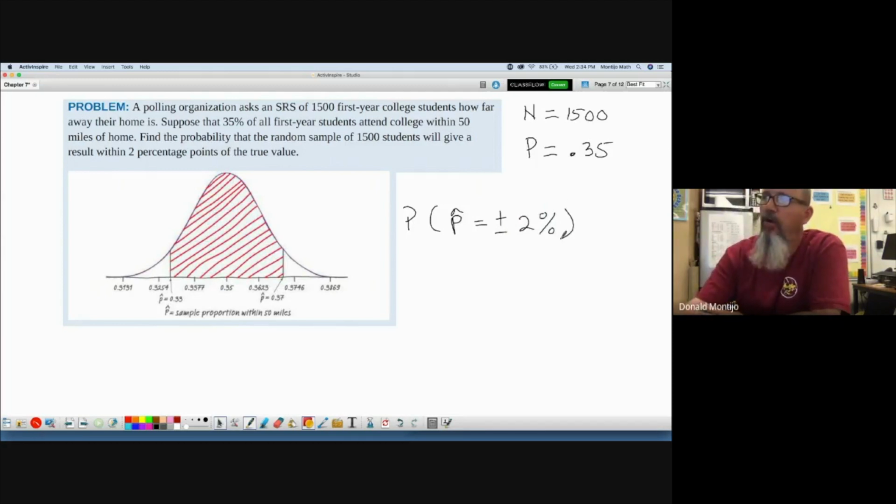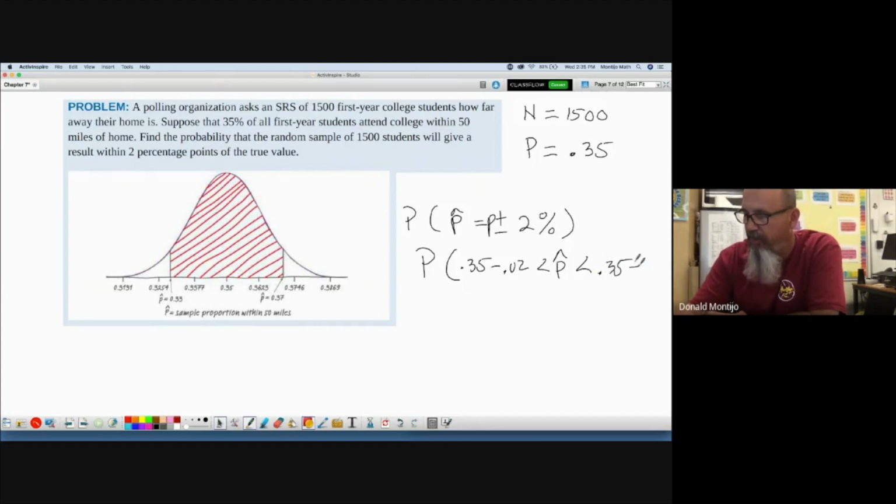Well, I'm not sure how to go about solving that problem. So really, what am I trying to do? I know I want to find the probability that p hat is within 2 percentage points of p. So I'm trying to find the probability that p hat is between 0.35 minus 0.02 and 0.35 plus 0.02. So really, I'm trying to answer this question.